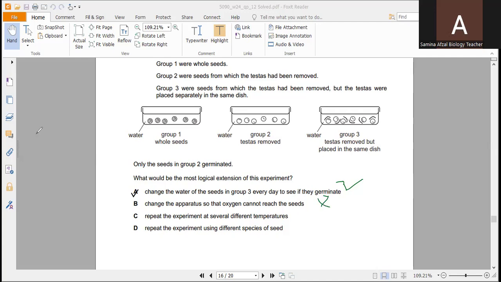Next, repeat the experiment at several different temperatures. Again, this is another investigation. We are talking about something else. Repeat using different species of seeds. This again will change the subject of the investigation. So these are not the correct options. Only A is the correct option.